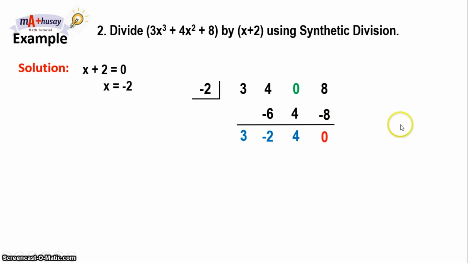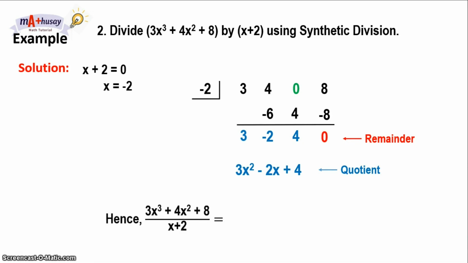So, in this case, we have now the third row, and we will use this to write down our quotient. Now, the quotient is 3x squared minus 2x plus 4, and the remainder is 0. Hence, when 3x cubed plus 4x squared plus 8 is divided by x plus 2, it's equal to 3x squared minus 2x plus 4. In this case, our remainder is equal to 0. Clear?